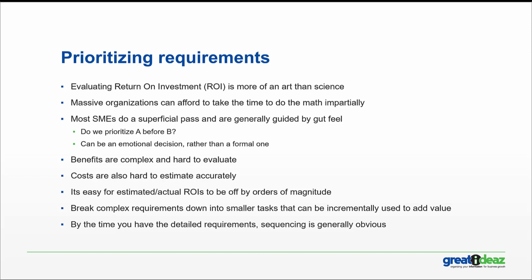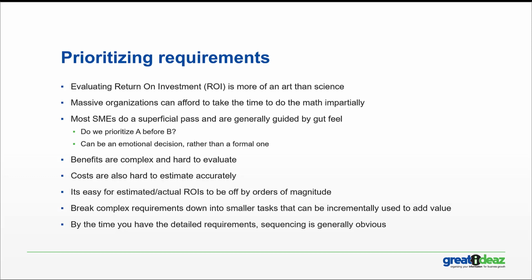So one way of making better decisions here is that we need to make sure that we don't have complex requirements. Whenever we get a complex requirement, we want to break it down into smaller tasks. And ideally, we want to be able to break it down into smaller tasks that we can implement separately, incrementally. And each of those tasks, as we implement it separately, will deliver some level of value to the organization as well.